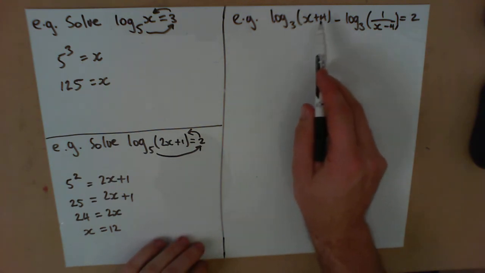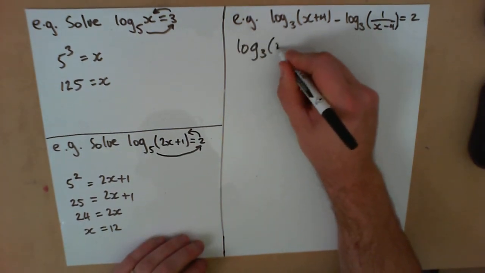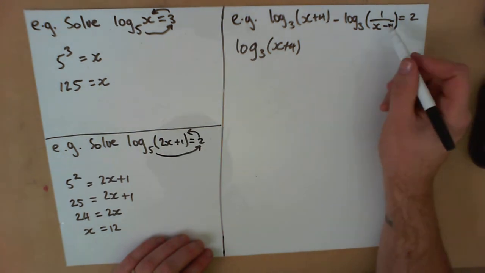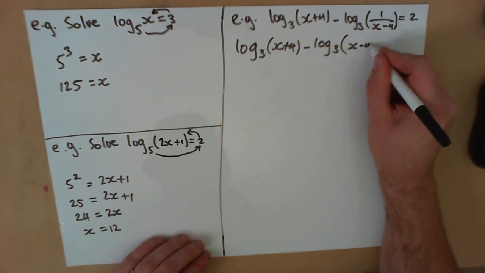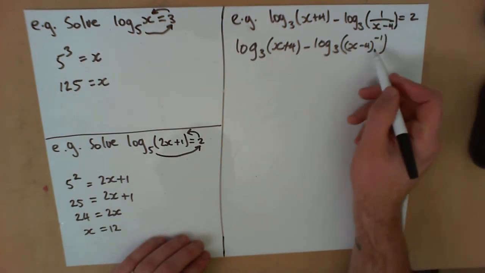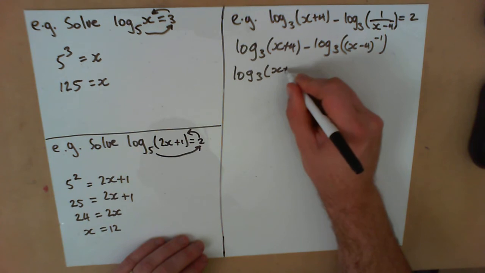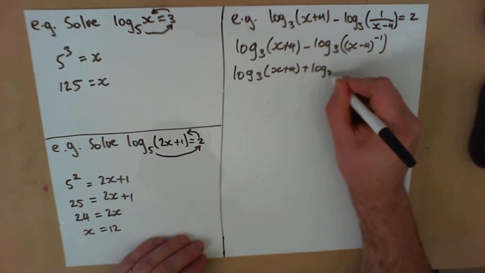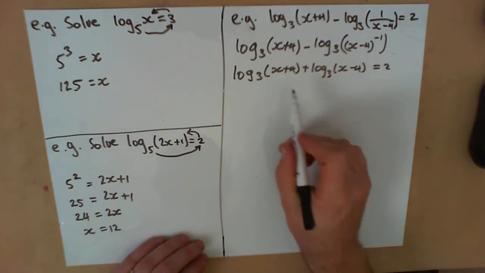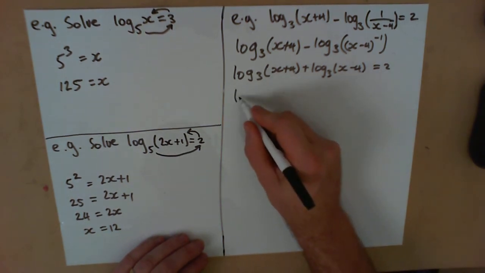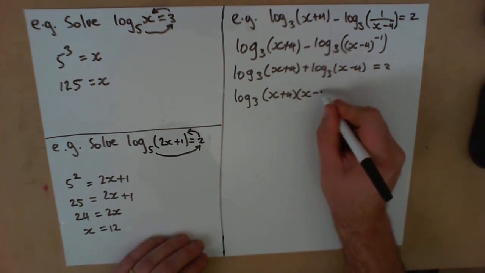So this one's nice, we're happy there, but this looks like we could do a little bit of work. Log to the base 3 of x plus 4. Now we can think here that this is log to the base 3 of x take 4 to the power of negative 1. So that power can come down the front, turn this into a positive. So we've got log to the base 3 of x plus 4 plus log to the base 3 of x take 4 equals 2. Well, we can use our log laws now, bring these together, which means we multiply. So we've got log to the base 3 of x plus 4 times x take 4.